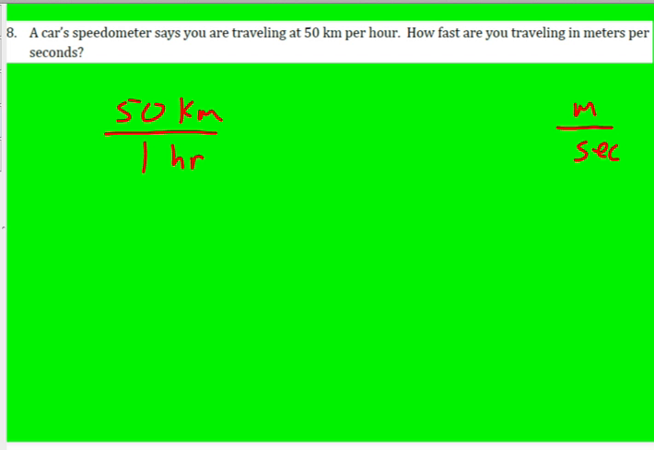I'm going to let you guys try that one, but your final answer should be, I get 13.9 meters per second. If you didn't get that, you can ask me or one of your neighbors questions tomorrow. Otherwise, you can get started on your worksheet.